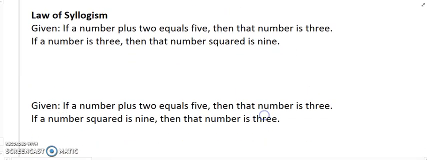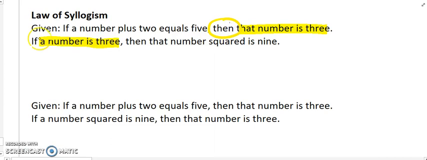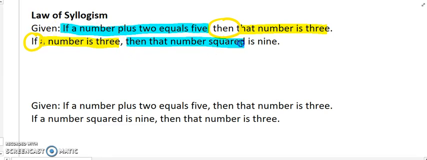Law of syllogism, remember I'm going to have 2 if-thens, and my conclusion is going to be an if-then. If a number plus 2 equals 5, then that number is 3. If a number is 3, then that number squared is 9. We have then that number is 3, and if a number is 3. Are those exactly the same? No. One says that number, one says a number, but yes, that is the same thing. So one's a then, one's an if. That's really important. It has to happen. So I'm going to cancel out those and combine the rest.